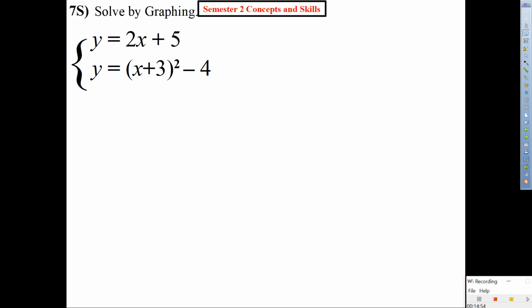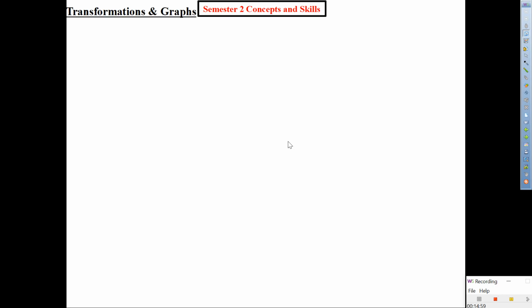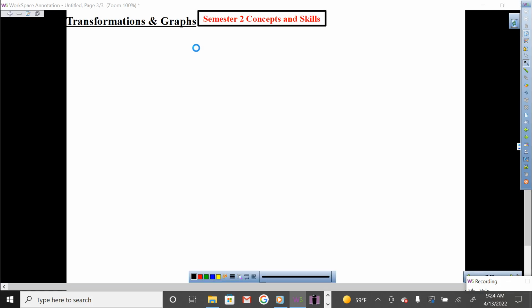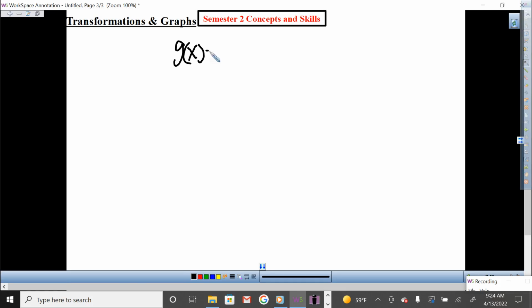So that was number 7 from the study guide. Now on your notes, we're going into transformations and graphs. At the top, I want you to write the general rule one more time for transformations. G of x equals a times f of 1 over b x minus h plus k. Make sure you label each parameter as to what it does. And once again, tell your neighbor what each of those parameters does to any function.